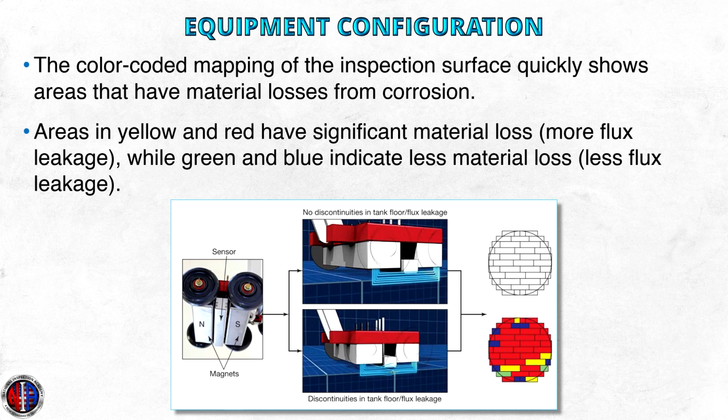The color-coded mapping of the inspection surface quickly shows areas that have material losses from corrosion. Areas in yellow and red have significant material loss, meaning there's more flux leakage, while green and blue indicates less material loss, meaning less flux leakage.